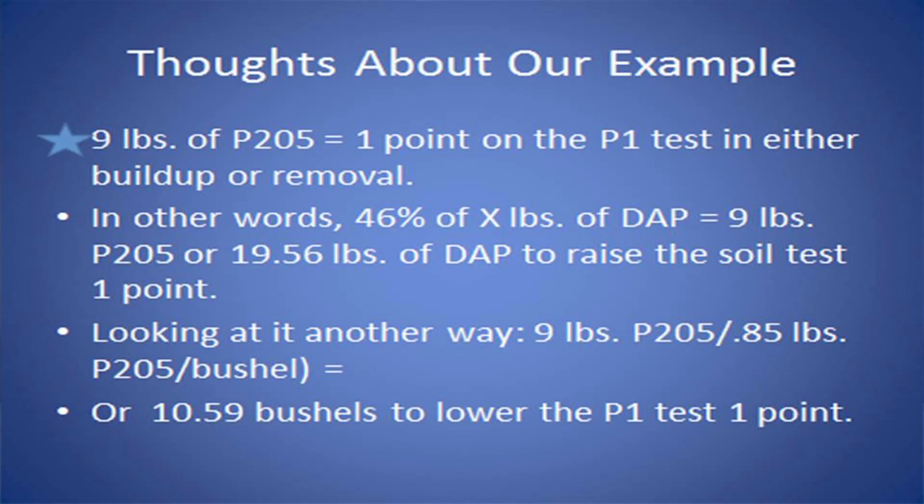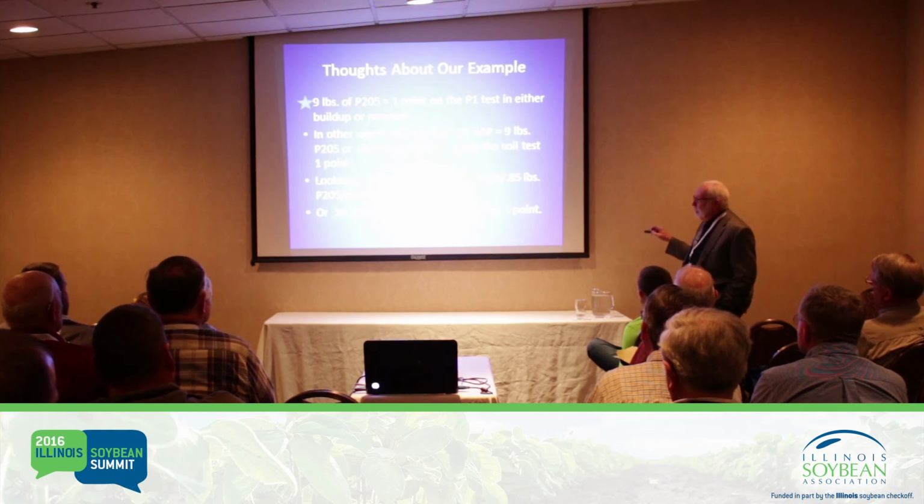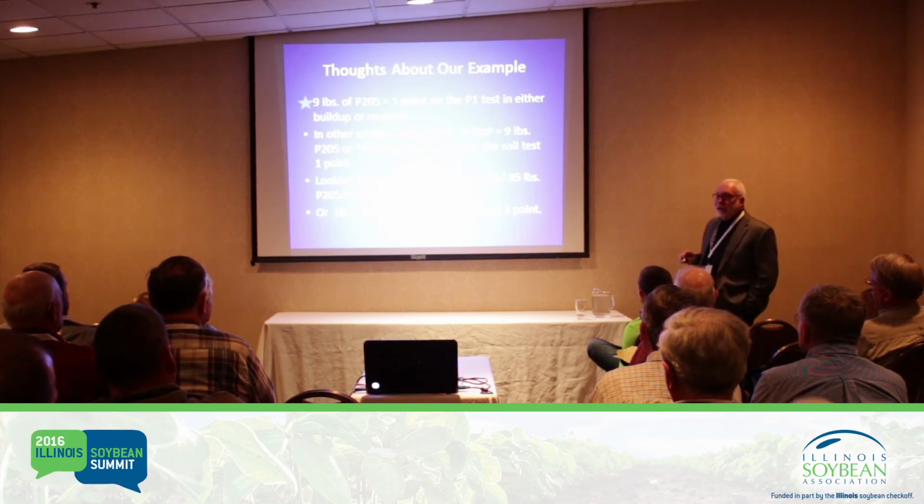Now, if we know that 9 pounds of P2O5 is equal to 1 point on the test for either buildup or removal, and I think that's a fact that would be on the test, in other words, it's going to take about 20 pounds of DAP to raise the test 1 point. Or if we look at it another way, it takes about 10, 11 bushels to lower the test, based on the removal rate. So if I want to lower my test, and I've got some tests I need to lower right here, a 70 bushel yield will lower the test about 1 point if I didn't apply anything.